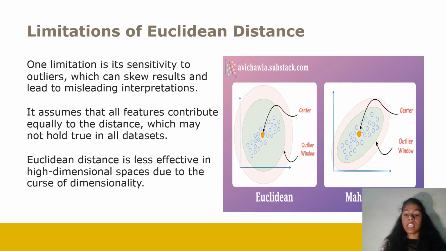And here you can see the Euclidean and Manhattan diagrams. Here in Euclidean, we can see the center and outlier windows, and the same in Manhattan also you can see center and outlier window, but the shape of the object is totally different. In Euclidean, it is circular, and in Manhattan, it is spherical.